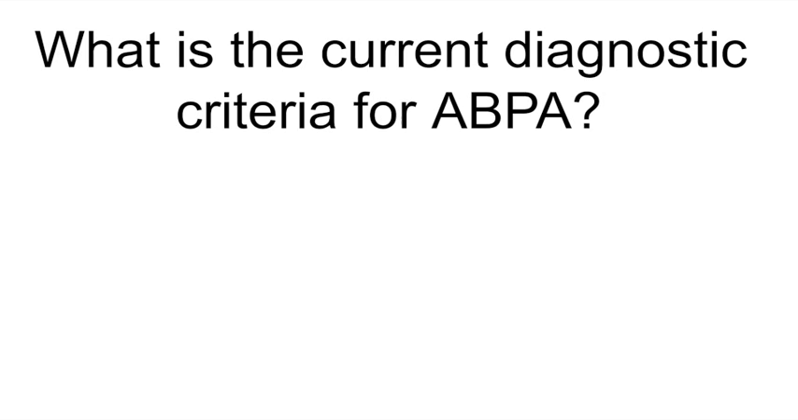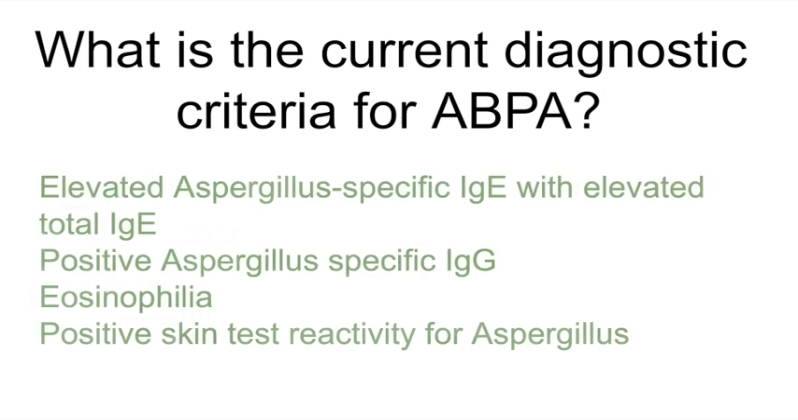An elevated Aspergillus-specific IgE with elevated total IgE, a positive Aspergillus-specific IgG, eosinophilia, and positive skin test reactivity for Aspergillus. And to treat these patients, you would give them systemic glucocorticoids and antifungal therapy with either voriconazole or itraconazole.